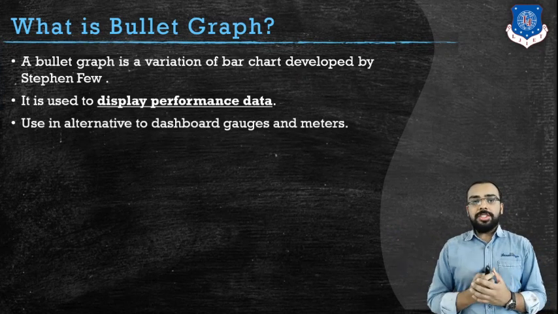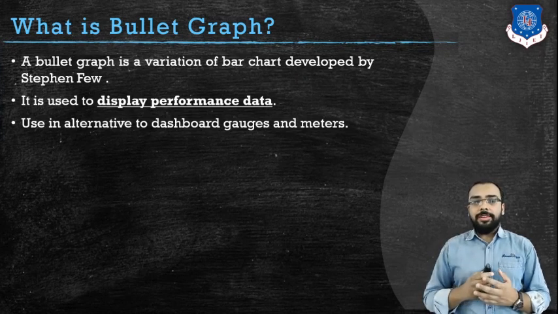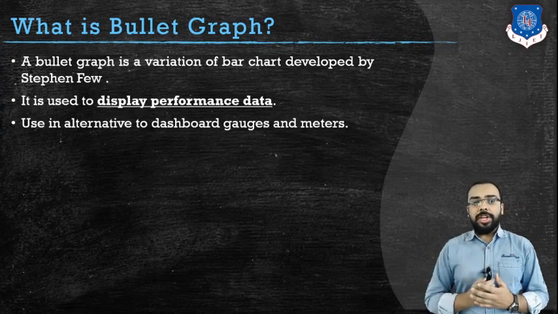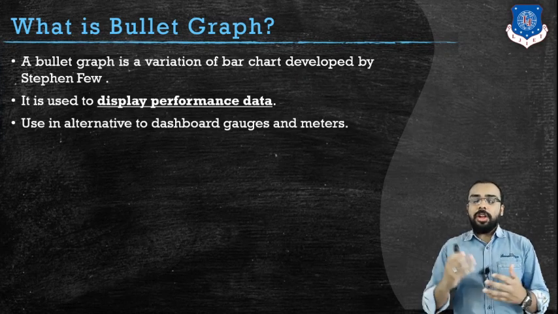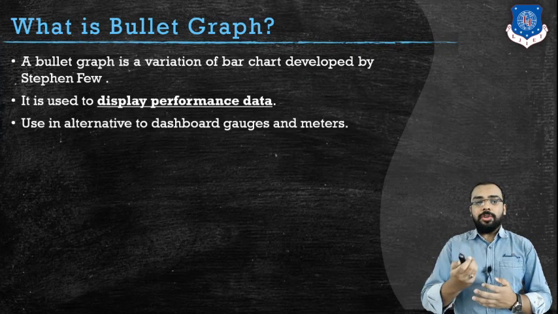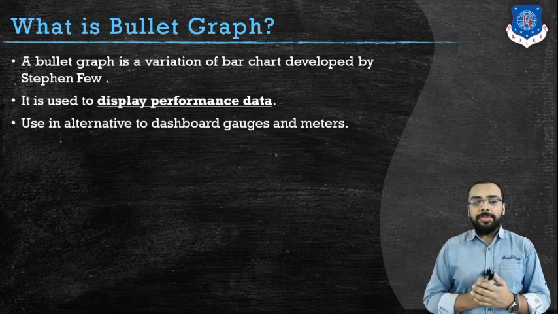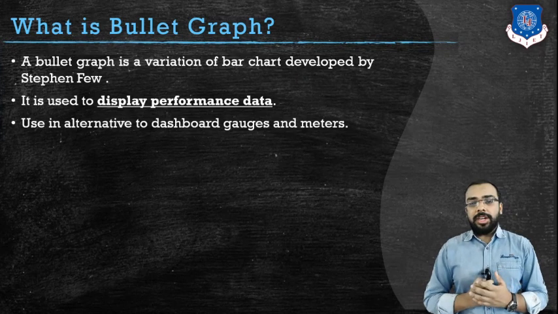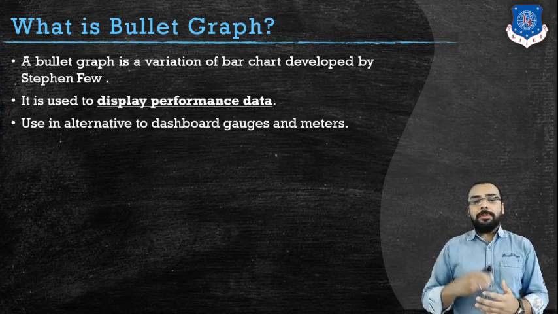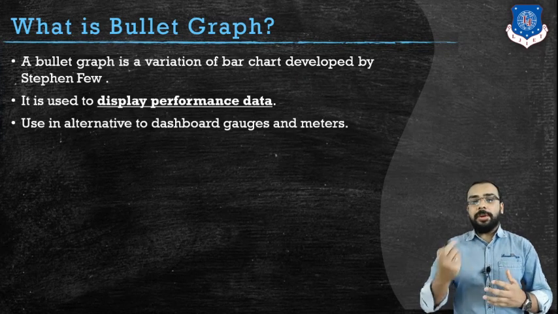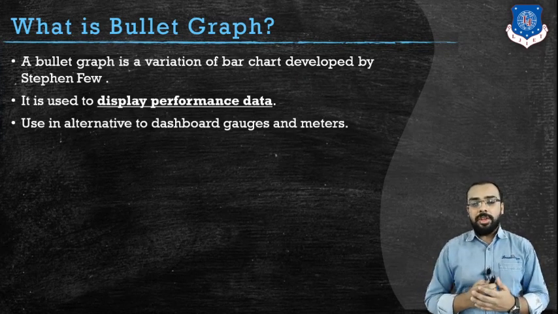A bullet graph is a variation of a bar chart which was developed by Stephen Few. Now why do we use this bullet graph? Whenever we want to display the performance of our data, or how data is performing at that particular time, we use a bullet graph. It is used as an alternative to gauges and meters. That means whenever we want to replace the gauges and meters in our dashboard, we can use a bullet graph.